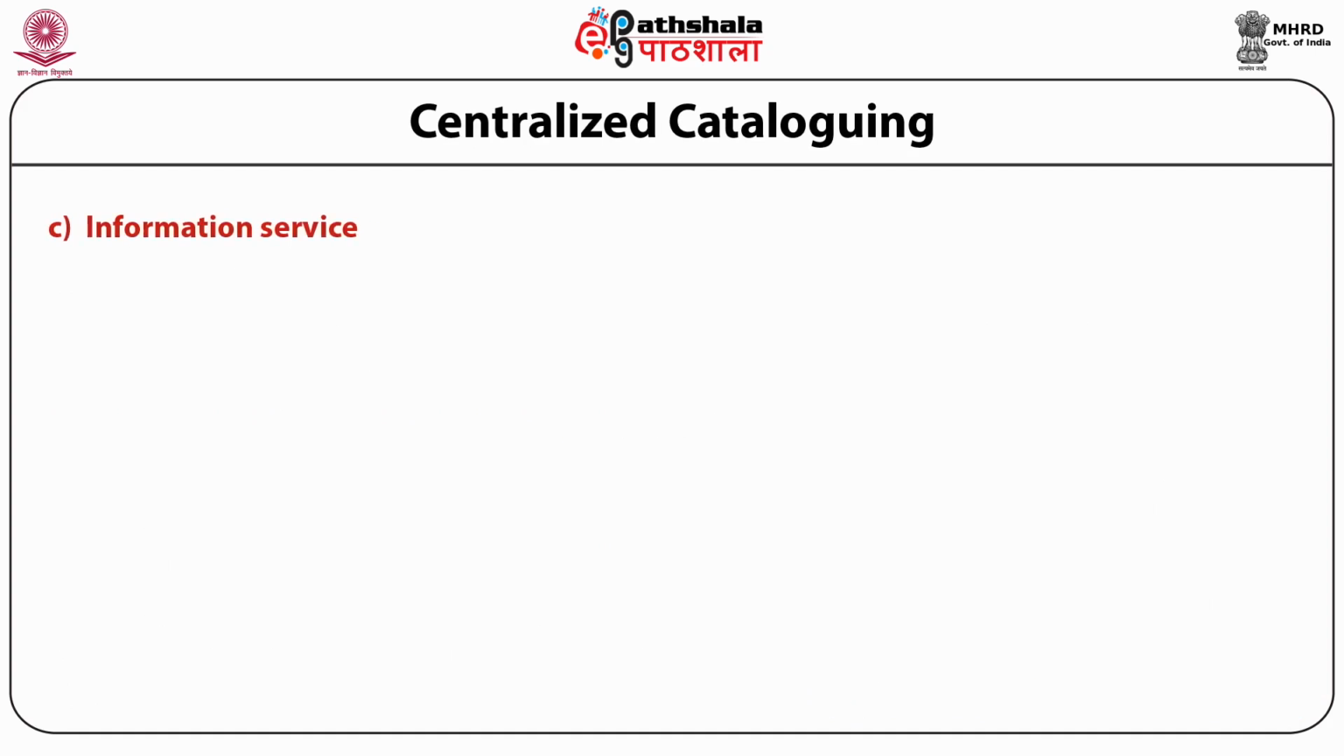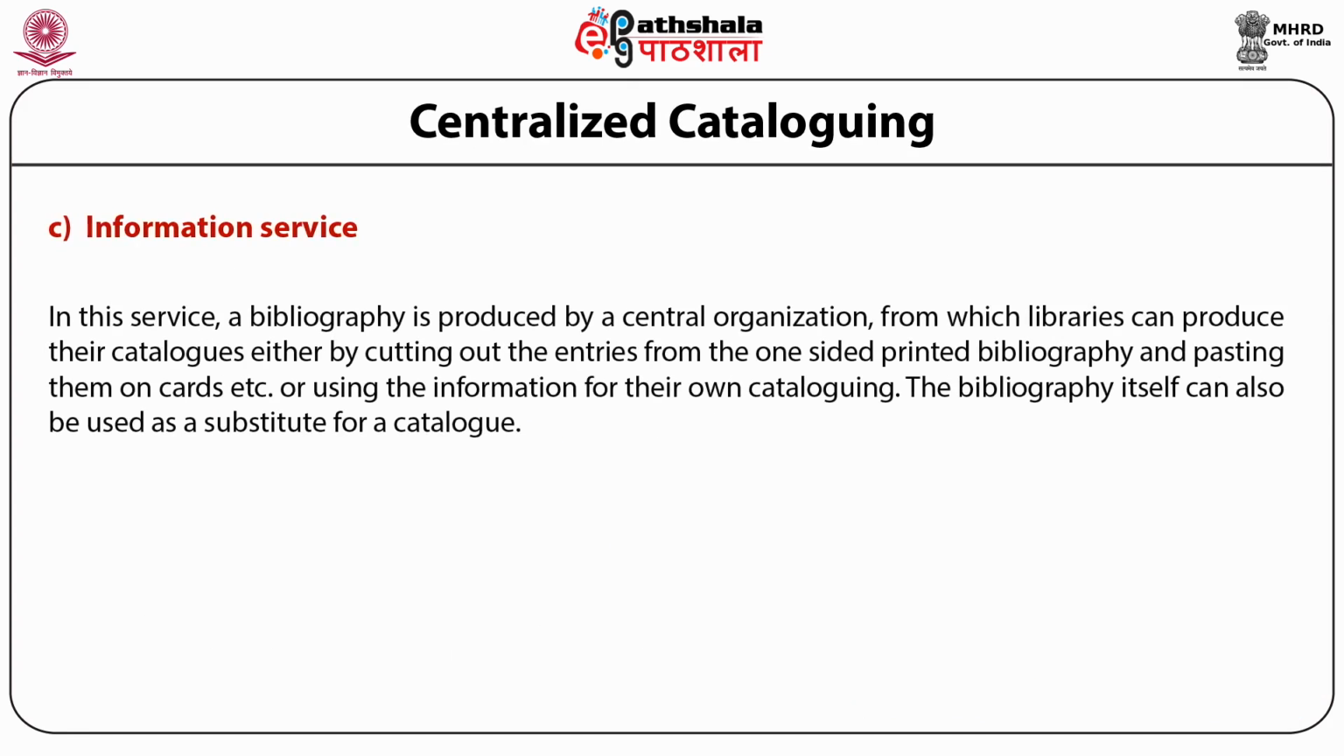Third, information service. In this service, a bibliography is produced by a central organization from which libraries can produce their catalogs, either by cutting out the entries from the one-sided printed bibliography and pasting them on cards, etc., or using the information for their own cataloging. The bibliography itself can also be used as a substitute for a catalog.